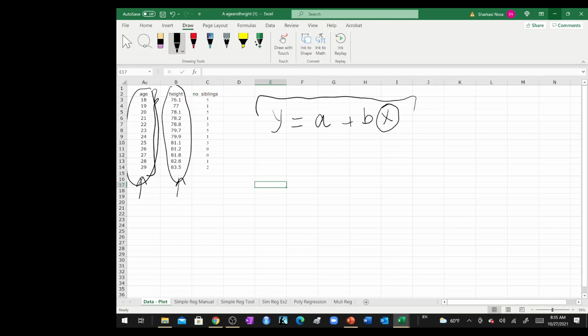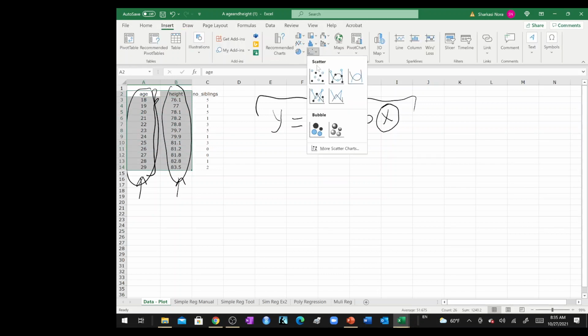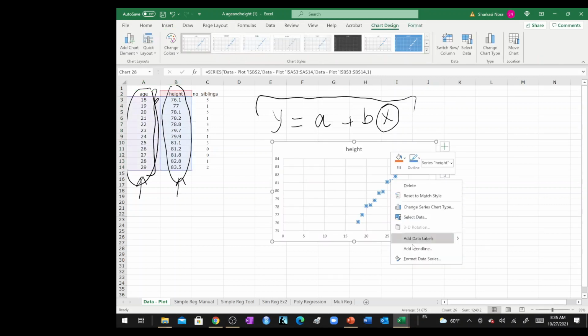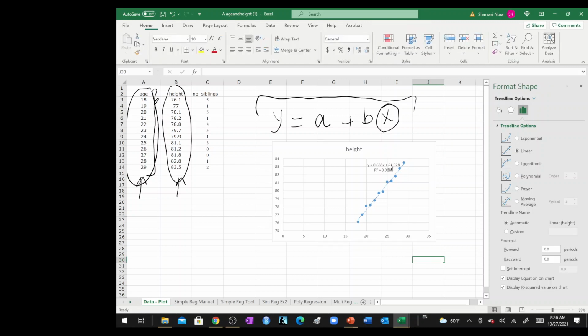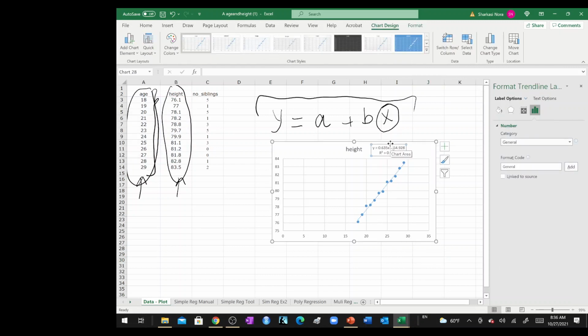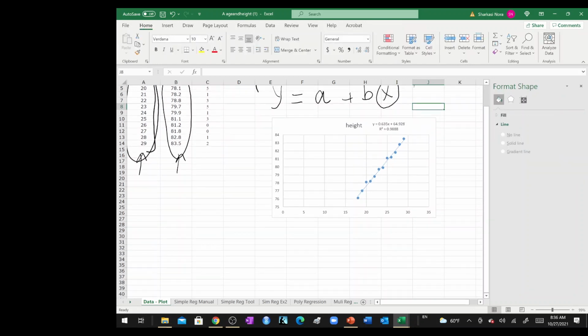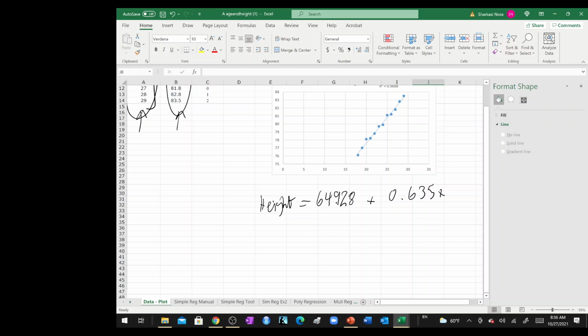Meaning, of course, we found out that the equation here is as follows: insert, scatter, and then we just right click, trend line, linear, to display the equation and the R squared. And here is the linear line, which is the best fit line. We talked about this as well. And we found out that the height, which is Y, is equal to 0.928 plus 0.635X.